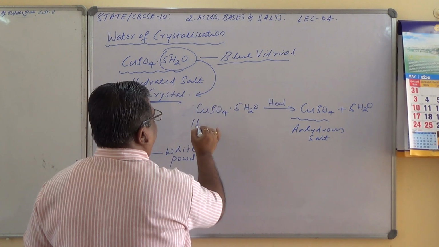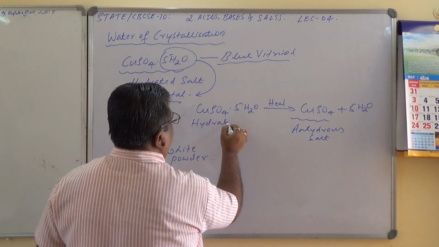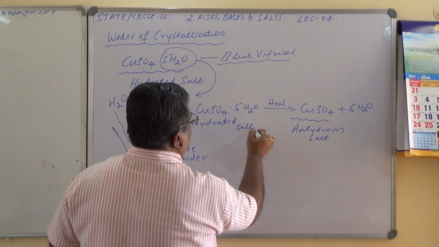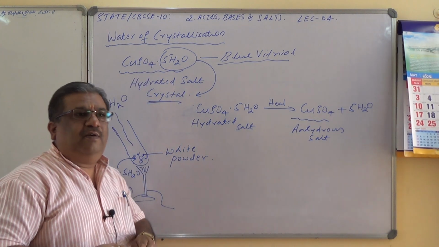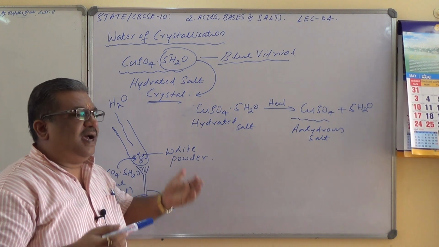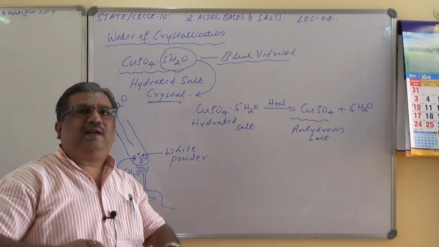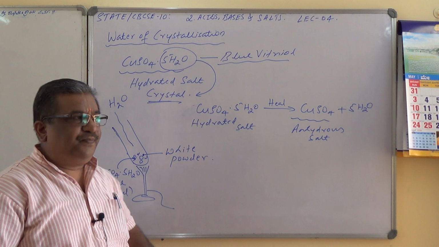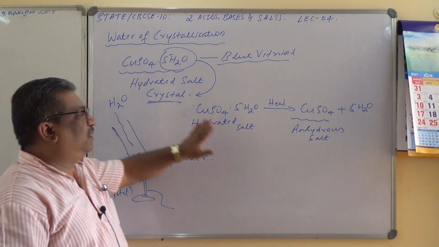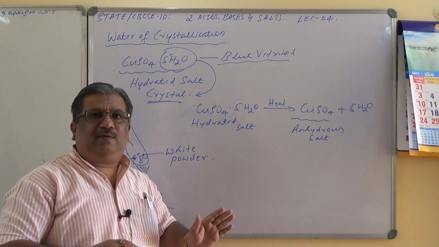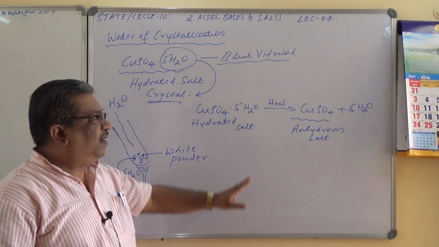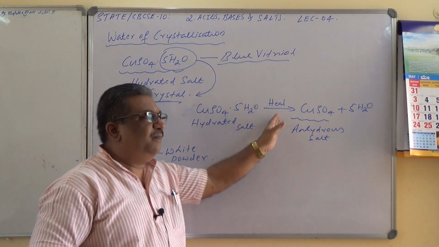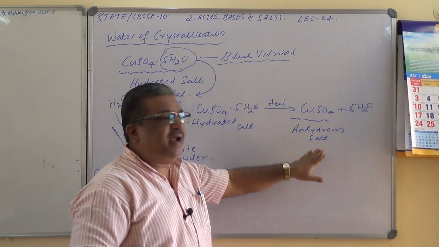And this is called hydrated salt. Whenever these hydrated salts, which contain a fixed number of water molecules as water of crystallization, are generally in the form of crystals. The moment they lose water molecules, they can lose them if they are exposed to the atmosphere or if they are heated. By losing a fixed number of water molecules, they will be converted into anhydrous salt.